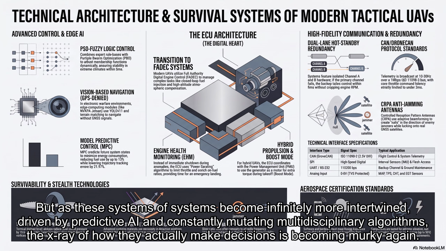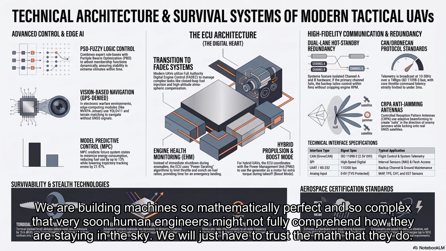But as these systems of systems become infinitely more intertwined, driven by predictive AI and constantly mutating multidisciplinary algorithms, the X-ray of how they actually make decisions is becoming murky again. We are building machines so mathematically perfect and so complex that very soon human engineers might not fully comprehend how they are staying in the sky. We will just have to trust the math that they do.